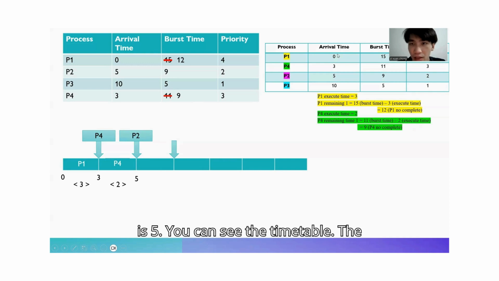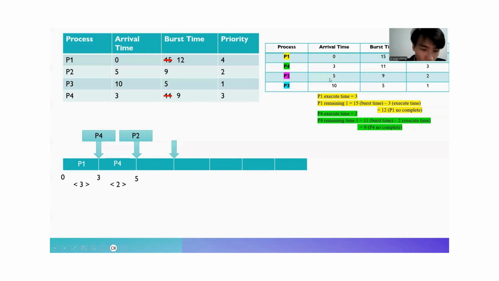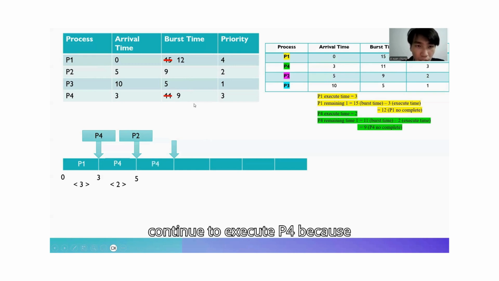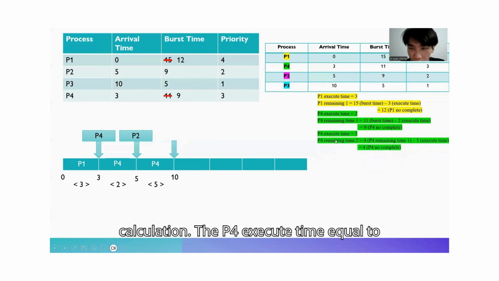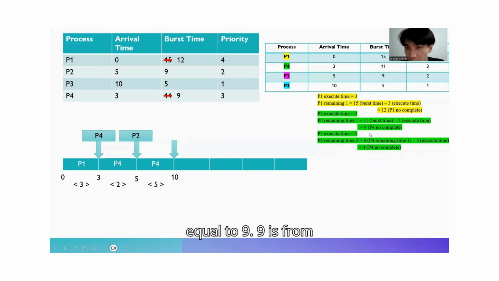You can see the timetable: the arrival time of P2 is 5, with burst time 9. So now the burst times of P2 and P4 are equal. But the CPU will continue to execute P4, because P4 is already being processed. You can see the calculation. The P4 execute time equals 5, and the P4 remaining time 2 equals 9. The 9 is from the P4 remaining time 1. P4 remaining time 1 minus execute time equals 4. P4 has not completed yet. 9 minus 5 equals 4.